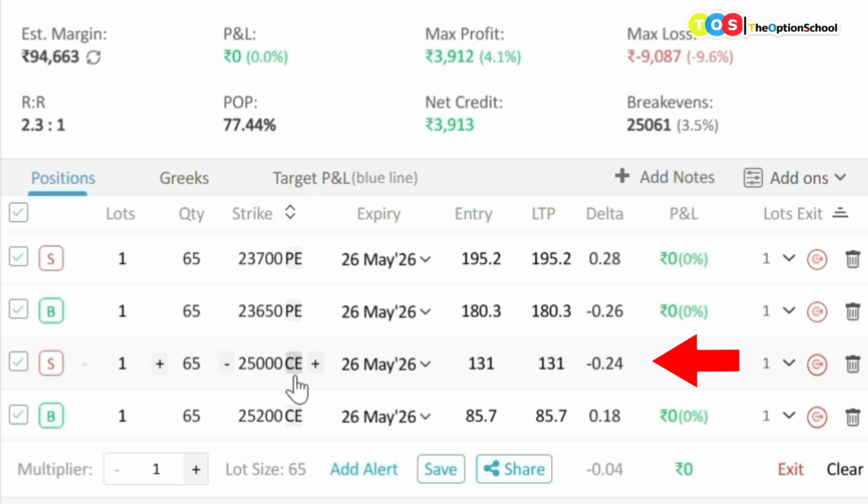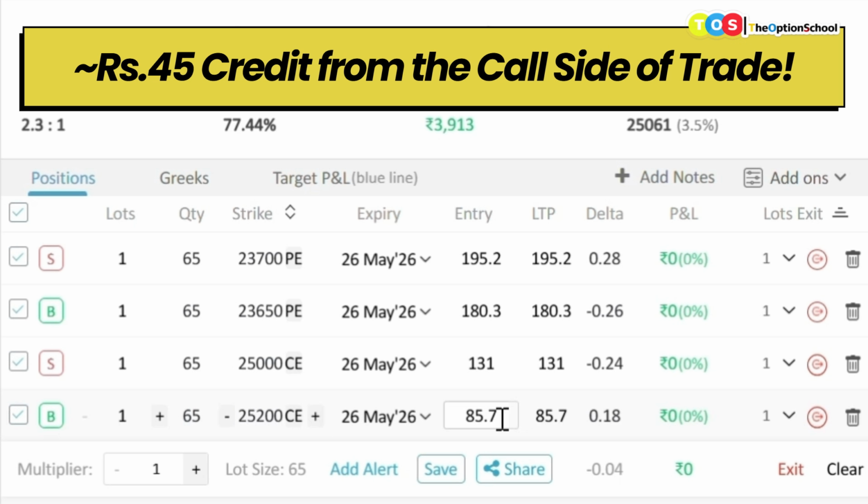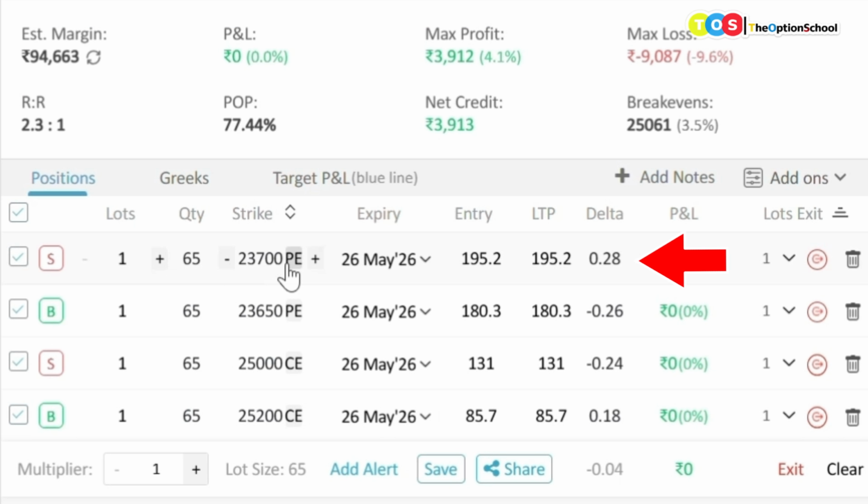I have sold a 25,000 call. Since I have taken a 200 points difference between my sold call and purchased call, I have purchased a 25,200 call. What this has done, this has given me a good 45-46 rupees as a credit. On the put side I have sold 23,700 put, but I have immediately purchased 23,650. So on the put side I have not kept a bigger gap, I have kept a gap of only 50 points. I have kept a gap of 200 points on the call side.